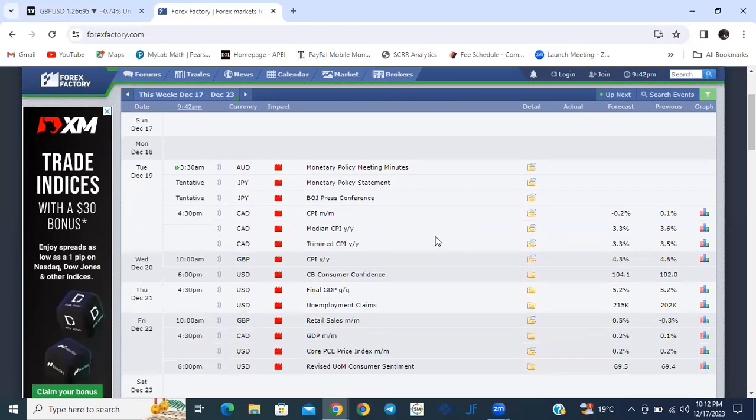So let's look at what we have this week fundamentally. Monday, we have no impact news, so we shall be trading purely on technicals tomorrow.